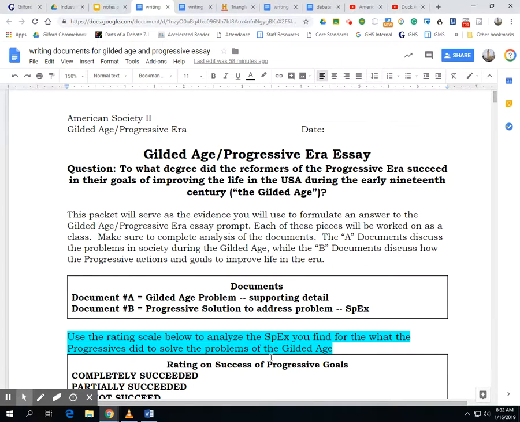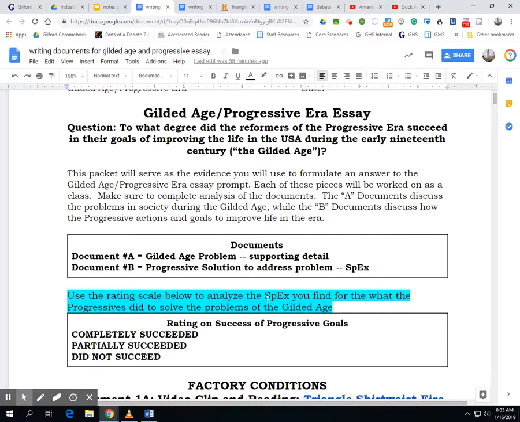Good morning. This is broken up into two tutorials so that it doesn't become too long and you start kind of tuning out halfway through. So this first tutorial is just to quickly give you an overview of how the document packet actually works.